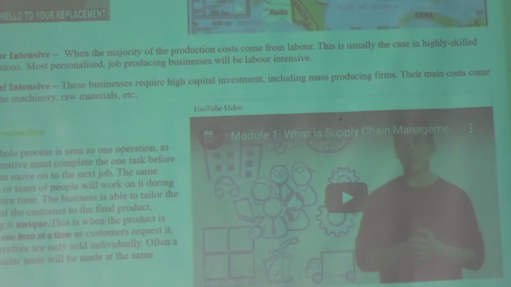So, job production is labor intensive and typically customized for the individual, whatever the individual wants out of that choice. Often a few similar units will be made at the same time, maybe.